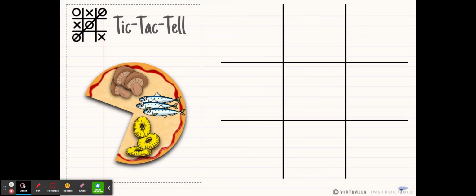Here is an example of starting with something high interest, non-academic, low cognitive load, and student generated list. So I would have them come up with things that would be on a pizza toppings. Then they play tic-tac-tell, and then they write a paragraph talking about which one has to go.